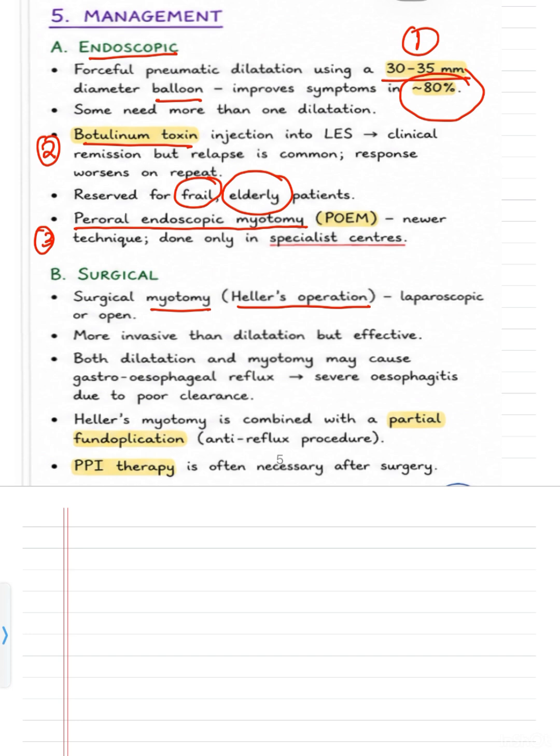After you have done the dilatation and myotomy, the other spectrum will appear, that is, there will be gastroesophageal reflux, because now the lower esophageal sphincter is not functioning, so there will be reflux into the esophagus and severe esophagitis due to poor clearance. So whenever you go for Heller's myotomy, you should also do a partial fundoplication so that reflux does not occur. It's an anti-reflux procedure. Third, you also go for PPI therapy after the surgery so that esophagitis does not occur. So this is about Achalasia cardia.